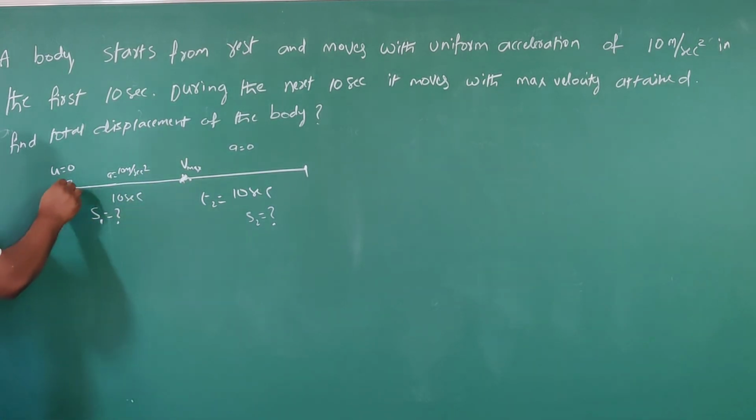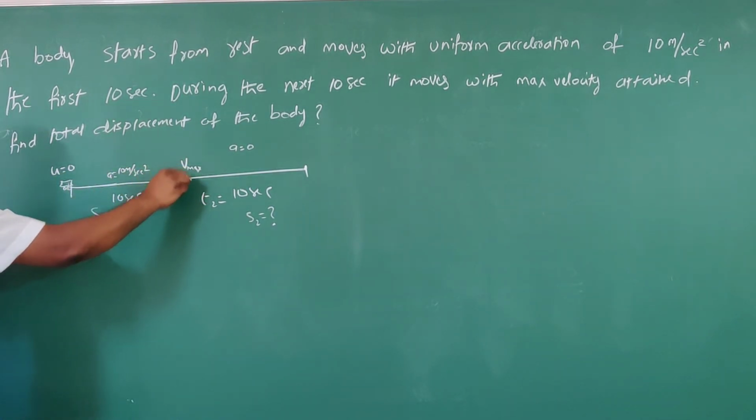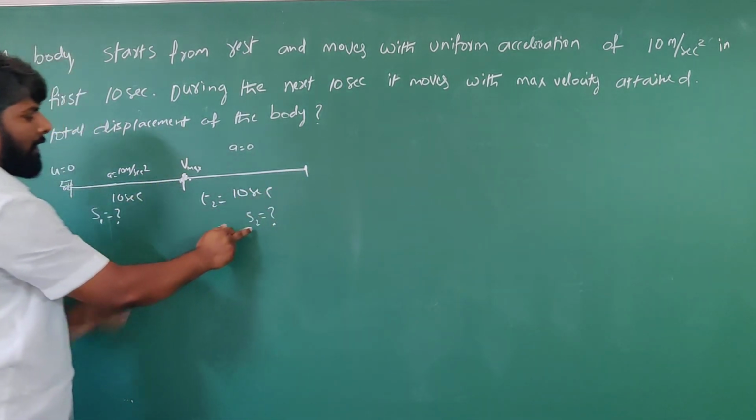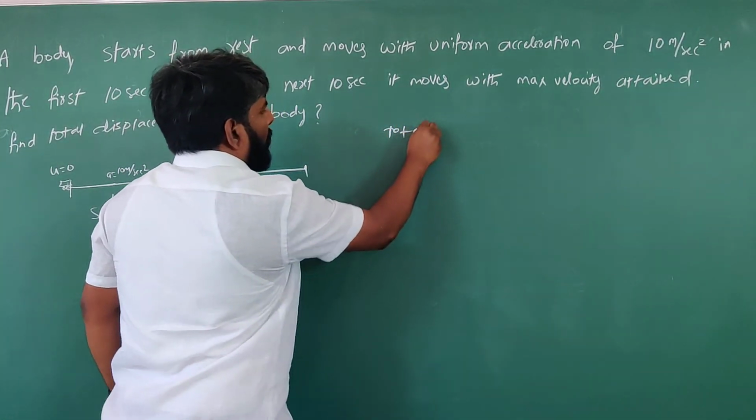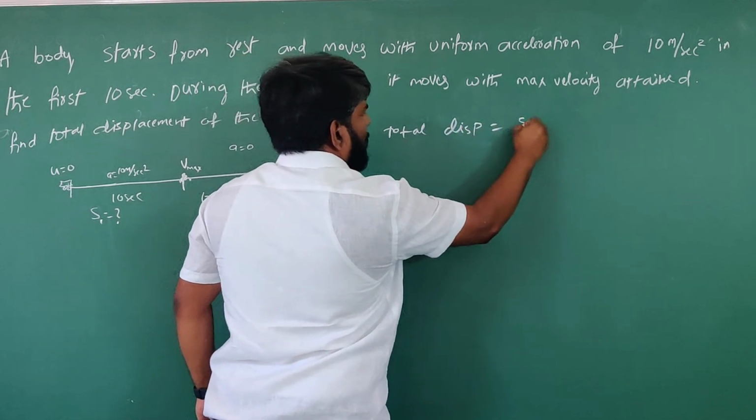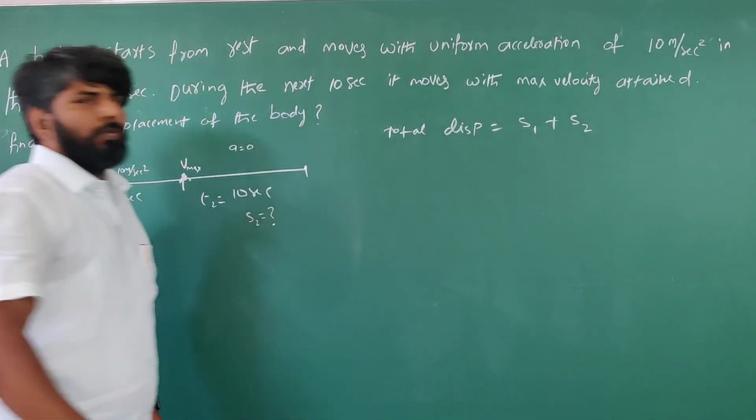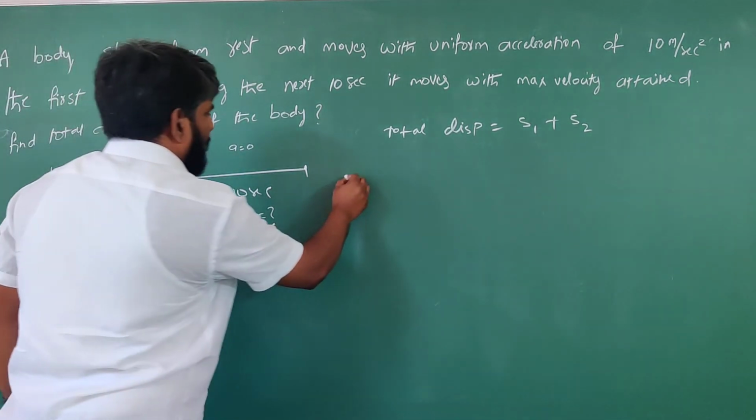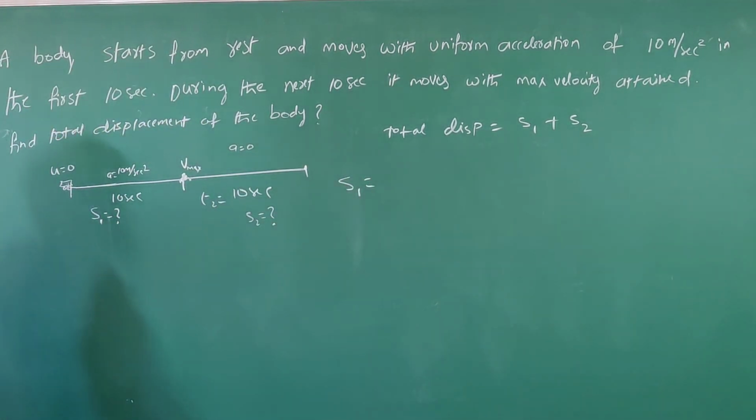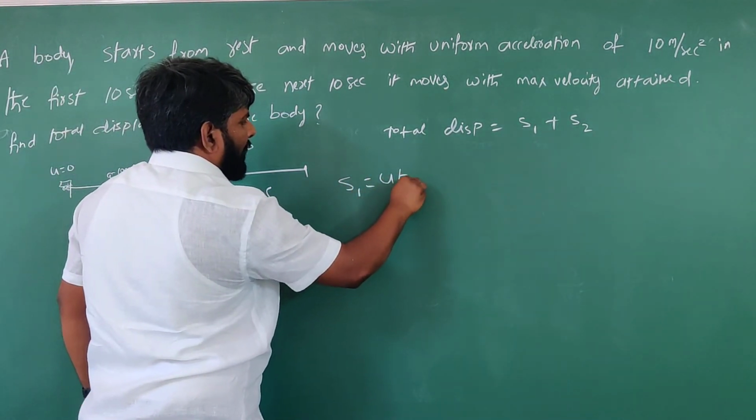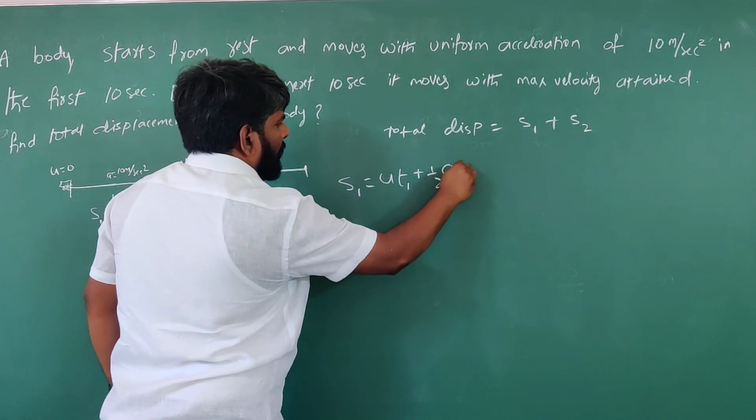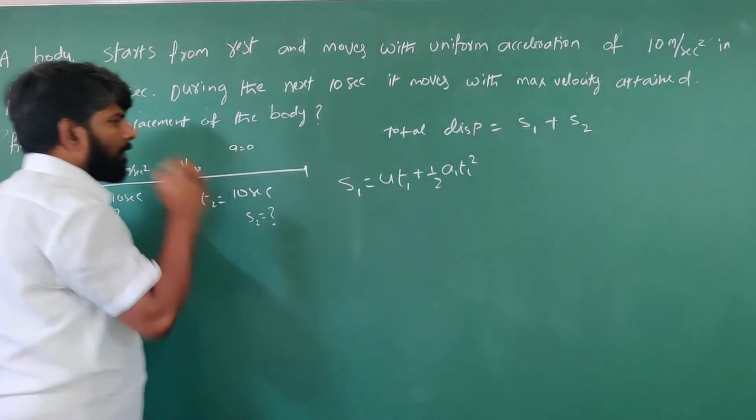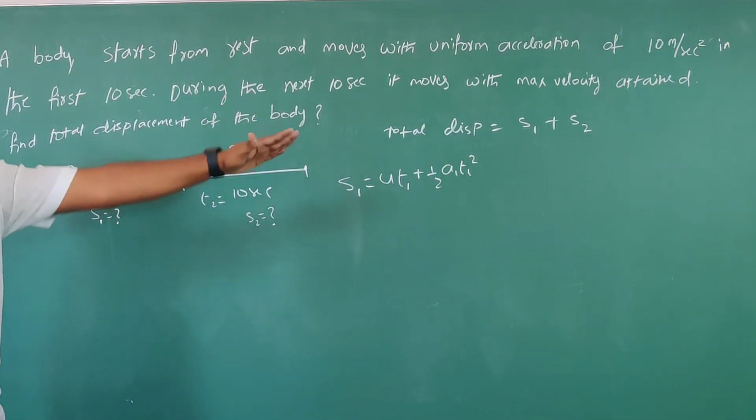So total displacement here, from where to where? In the first 10 seconds, S1. In the next 10 seconds, S2. So automatically total displacement means S1 plus S2. But we don't know the values of S1 and S2, right? So first of all, for finding S1, from equations of motion we know that ut1 plus half a1 t1 square, just like s equal to ut plus half at square.